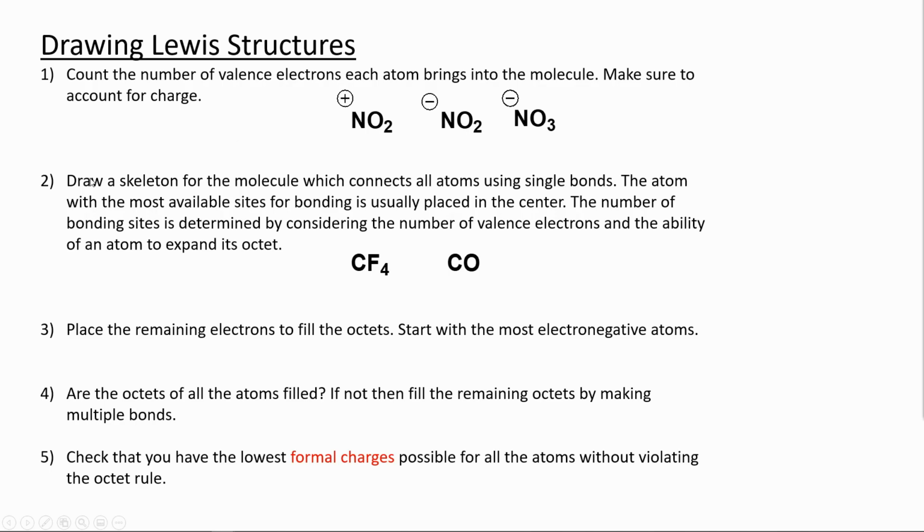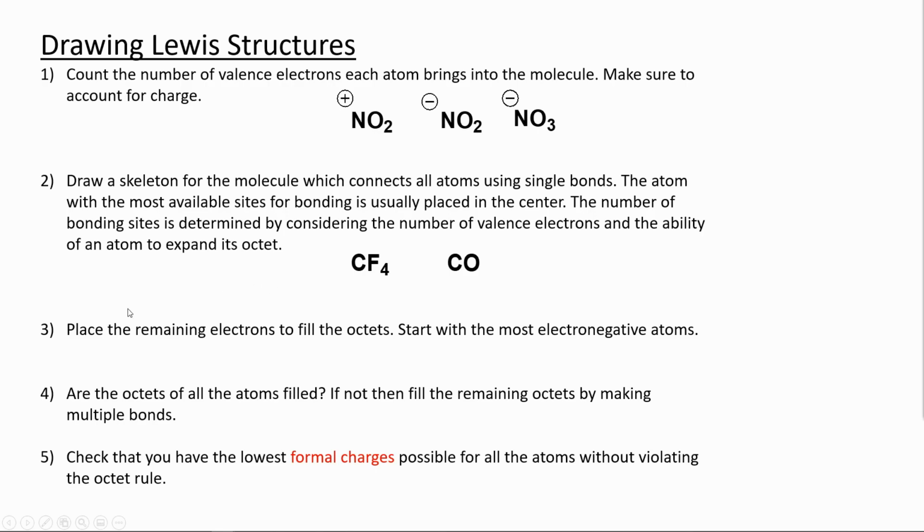Then we'll draw a skeleton for the molecule, which connects all of these atoms using single bonds. The atom with the most available sites for bonding is going to be placed in the center. So carbon, we decided, was tetravalent. Fluorine is a halogen that's monovalent, so we would put carbon in the center of the molecule.